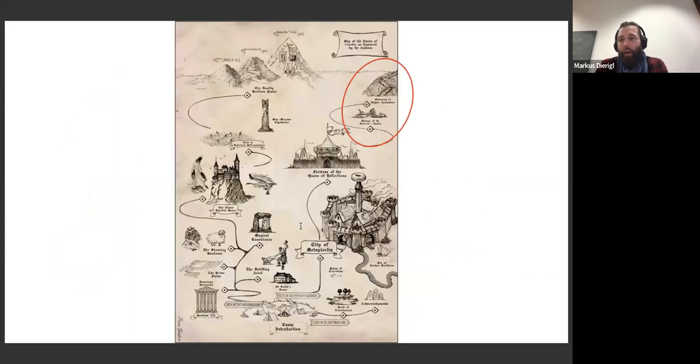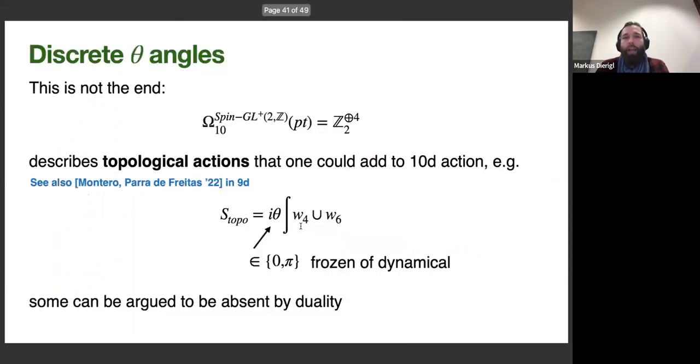Okay, so I don't have much time, so maybe let me just say a couple of words about these other bordism classes that I haven't mentioned so far. So for k equals 10.